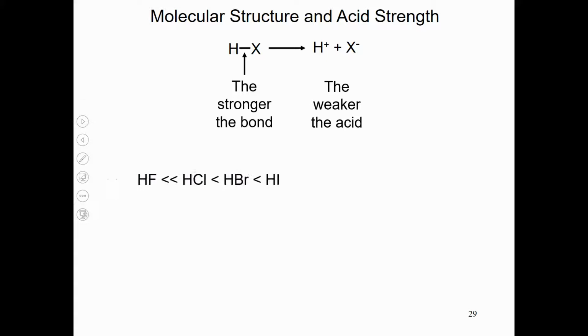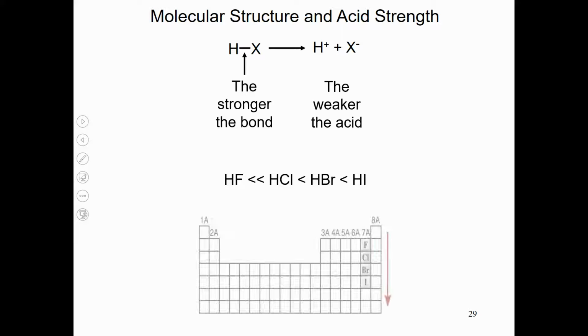So we talk about how HCl, HBr, HI, they're all strong acids, okay? And they dissociate 100%. And HF is a weak acid. Okay, we say it's a weak acid. So why is that? Why is it that these guys are stronger than HF? And it has to do with the molecular structure of them.